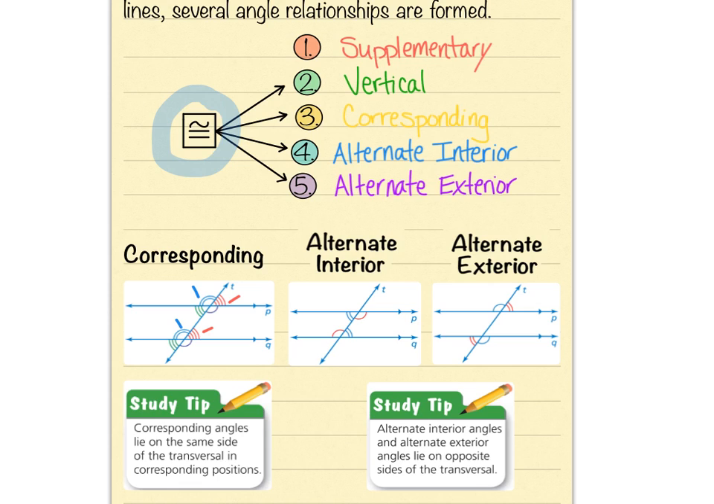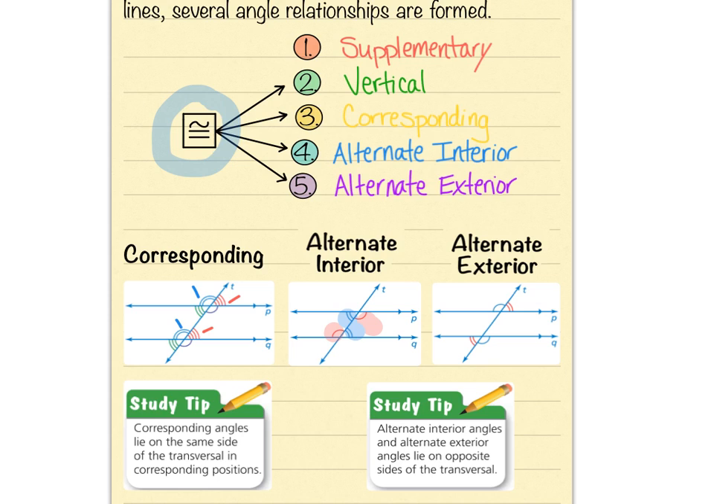Now, alternate interior angles. That word alternate means they're on different sides of the transversal, and interior means they're inside the parallel lines. So the two red angles here, these two angles, are alternate interior angles. They're both obtuse. They look to be the same size. They are the same size. And the two blue angles right here are exactly the same size as well. We call them alternate interior, so they're congruent.